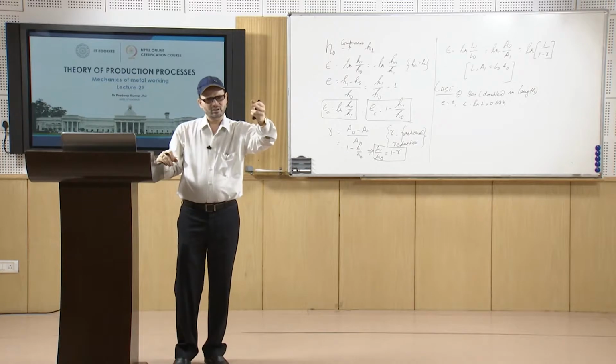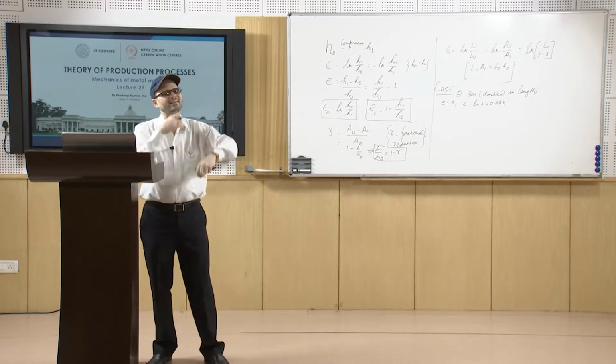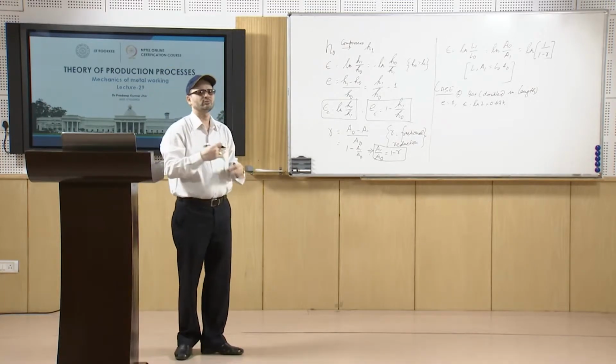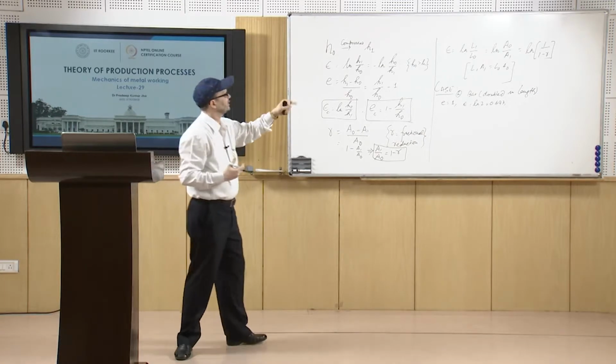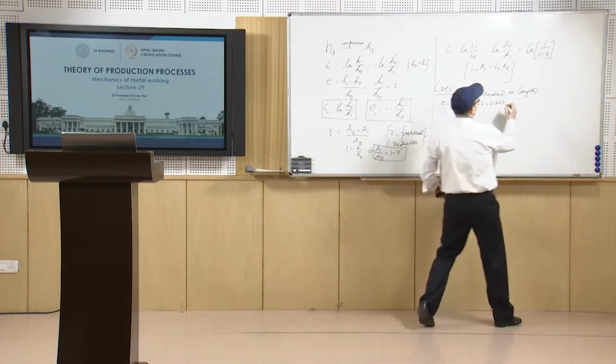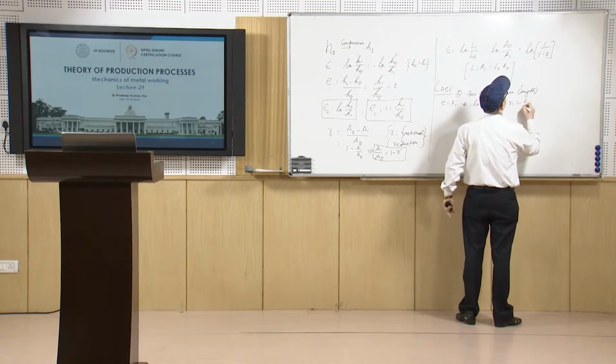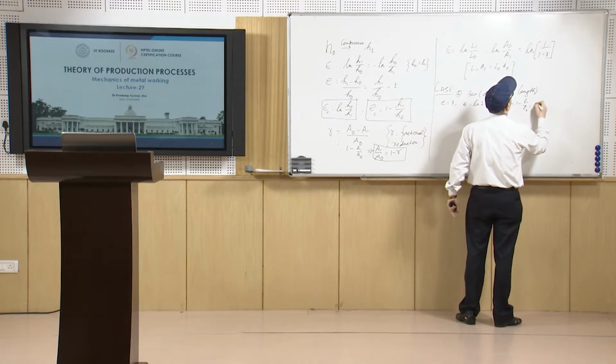it is doubled. The first length was L and it has gone to 2L, so it will be 1 minus L1 by L2, and that will be 0.5.